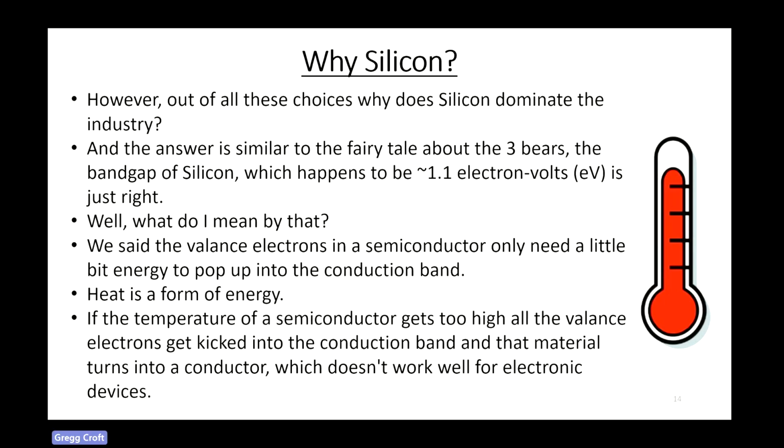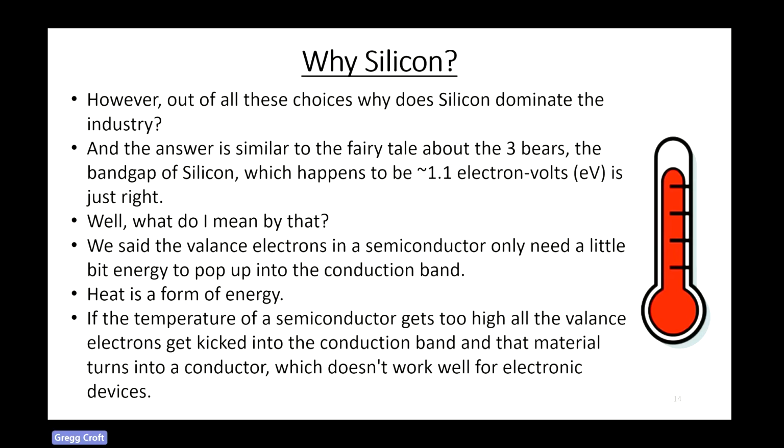The answer is similar to the fairy tale about the 3 bears. The band gap of silicon, which just happens to be about 1.1 electron volts, is just right. What do I mean by that? Well, the valence electrons in the semiconductor only need a little bit of energy to pop up into the conduction band, and heat is a form of energy. If the temperature of a semiconductor gets too high, all those valence electrons get kicked up into the conduction band, and the material turns into a conductor. That's not going to work for electronic devices.